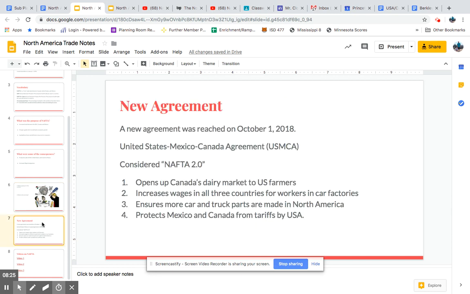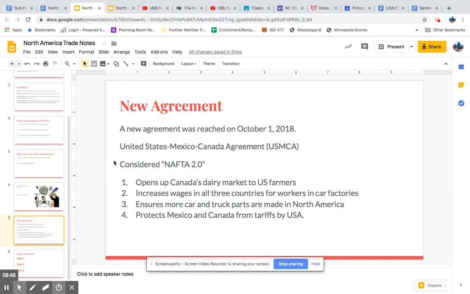Recently there's a new agreement reached between the three countries. This was reached on October 1st, 2018, so just over a year ago, between the United States, Mexico, and Canada. It is called the United States, Mexico, and Canada Agreement, abbreviated USMCA. It's just considered NAFTA 2.0. It does 4 things here.